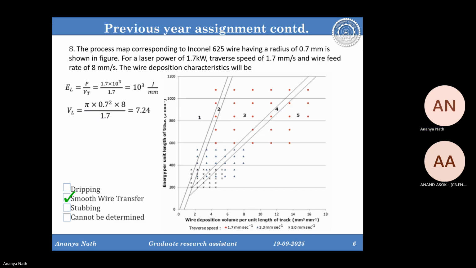Okay. Other zones are also written here, showing the relation between this VL and the traverse speed, which combination you get where.